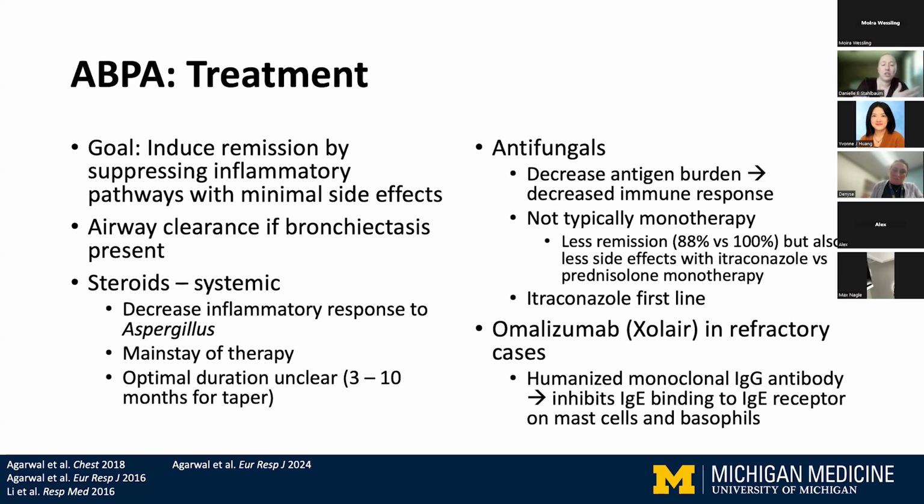In refractory patients, omalizumab or Xolair has been used. This is mostly still in the case reports. There hasn't been a clinical trial to look at this yet. Xolair is a humanized monoclonal IgG antibody that inhibits IgE binding to the IgE receptor on mast cells and basophils. So it makes sense why this would be helpful because IgE is extremely elevated in that whole inflammatory cascade for ABPA.